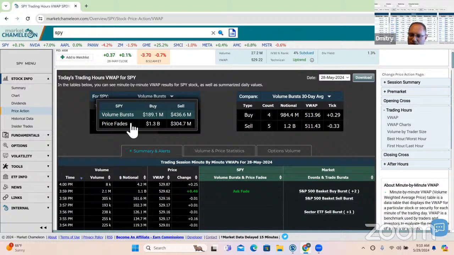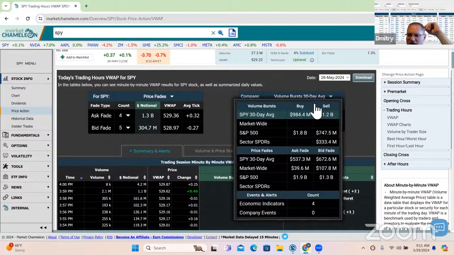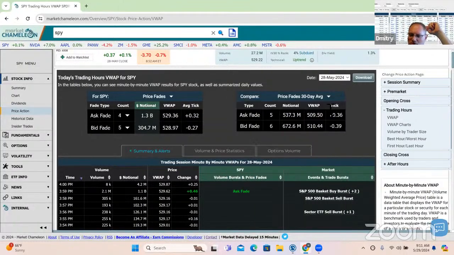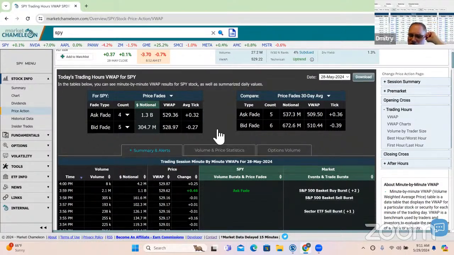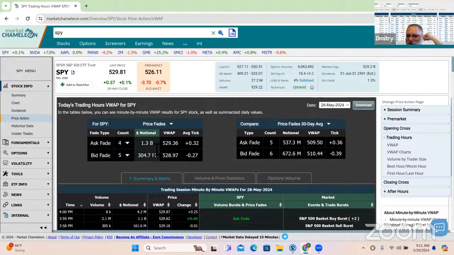So I'm going to go over here. I'm going to click on these price fades, and I'm going to compare that to the 30-day average. So under here, there are price fades. So let's look at the 30-day average. Okay, now we have them side by side, and then we could go to the particular time where these occurred. So here we see that yesterday in SPY, there were 4 instances where the ask side faded higher.